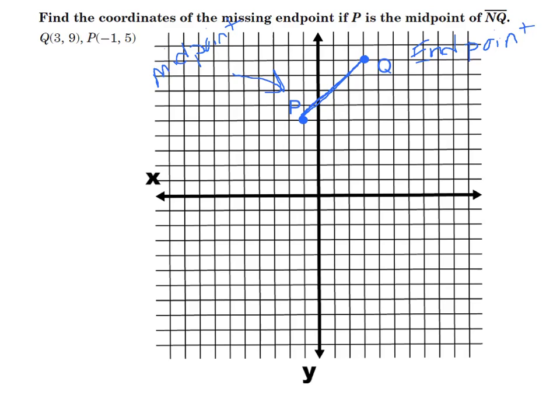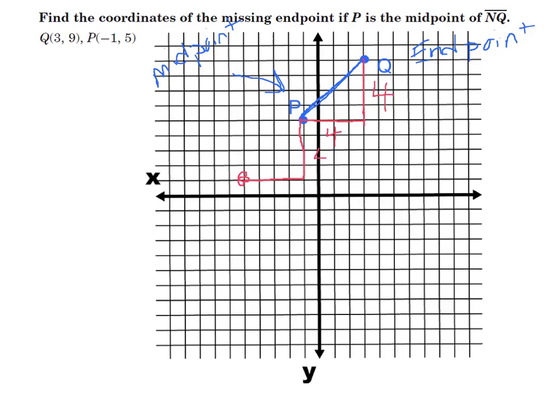Now actually, using a graph, this is pretty easy. I can just count, making a right triangle vertically and horizontally, and just do that twice. If I go from Q, I go down 4 and over 4. If I go down 4, 1, 2, 3, 4, and then over 4, 1, 2, 3, 4, that'll put me at my other endpoint.